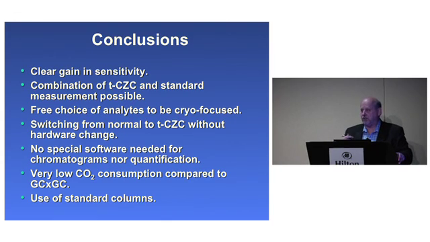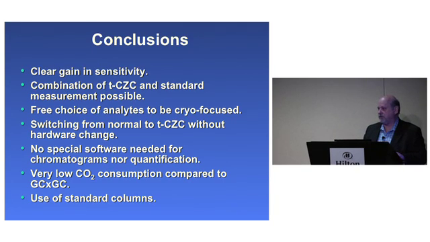You don't need to use it when you don't need it. There's a free choice of analytes to be cryofocused. You can pick out which ones in your chromatogram you want to do, switching from normal to the CZC without any hardware change. There's no special software needed for the chromatograms nor the quantification. It's a very low CO2 consumption compared to normal GC, which I didn't have time to go into, and the use of standard columns.